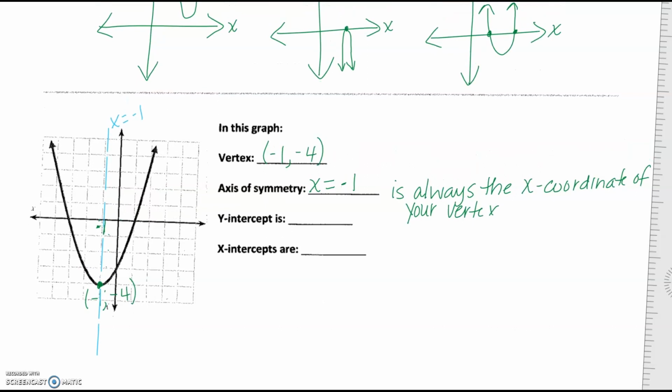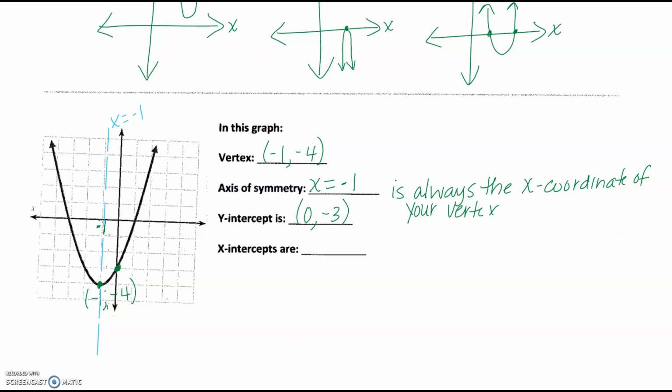Okay, the y-intercept is always (0, c). In this case, we aren't given the actual quadratic function, so we're just going to find where it's hitting the y-axis. 1, 2, 3. At (0, -3). 3 down from 0.